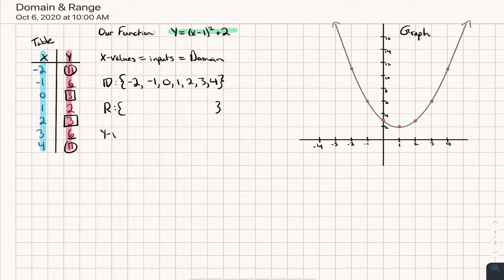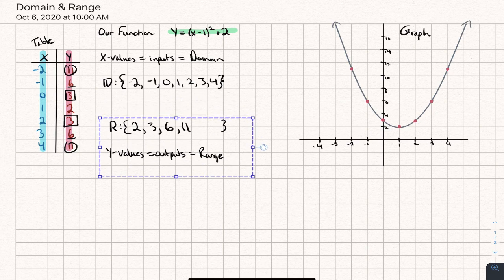And that's okay. Our y values are our outputs, which are the components of our range. But remember, for our functions, every input has exactly one output. And as long as one x value has exactly one output or y value, then we know that we're good to go. So my range is 2, 3, 6, and 11. Because remember, we do not want to list out the same term multiple times.